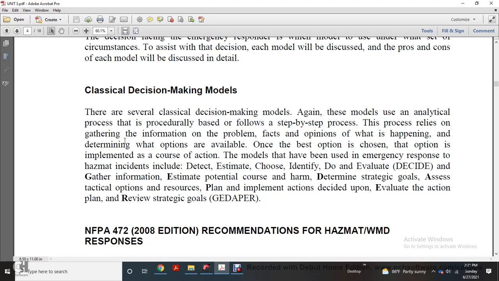The course of action. The model used in emergency response includes: detect, estimate, choose, identify, do, evaluate, as in decide. Gather information, estimate potential course of harm, determine strategic goals, assess tactical options and resources, plan implementation, develop action, decide upon, evaluate the action plan, and review the strategic goal.